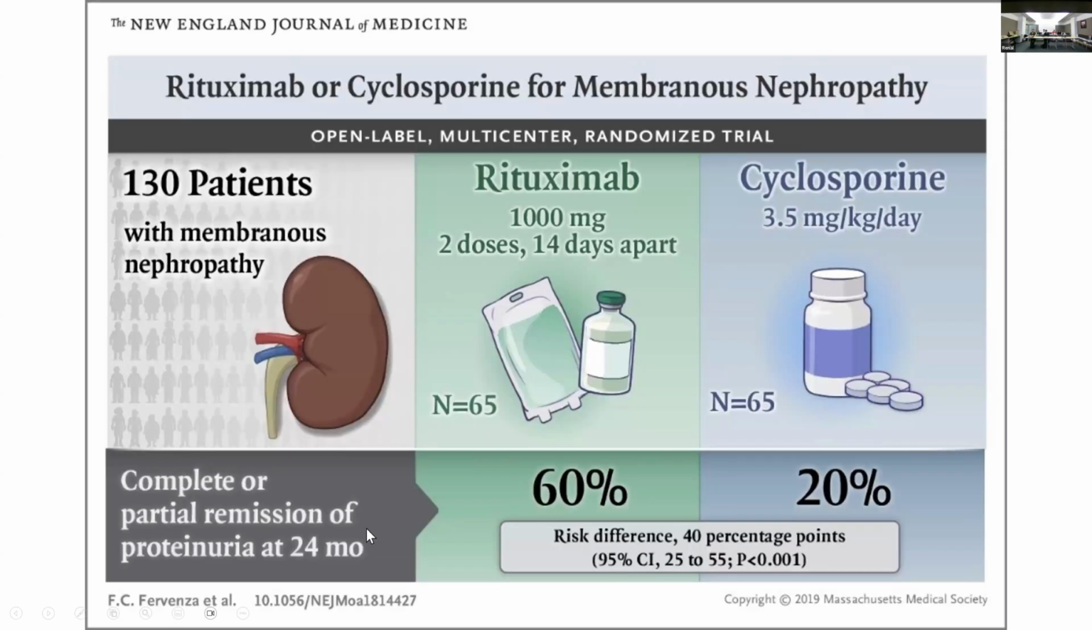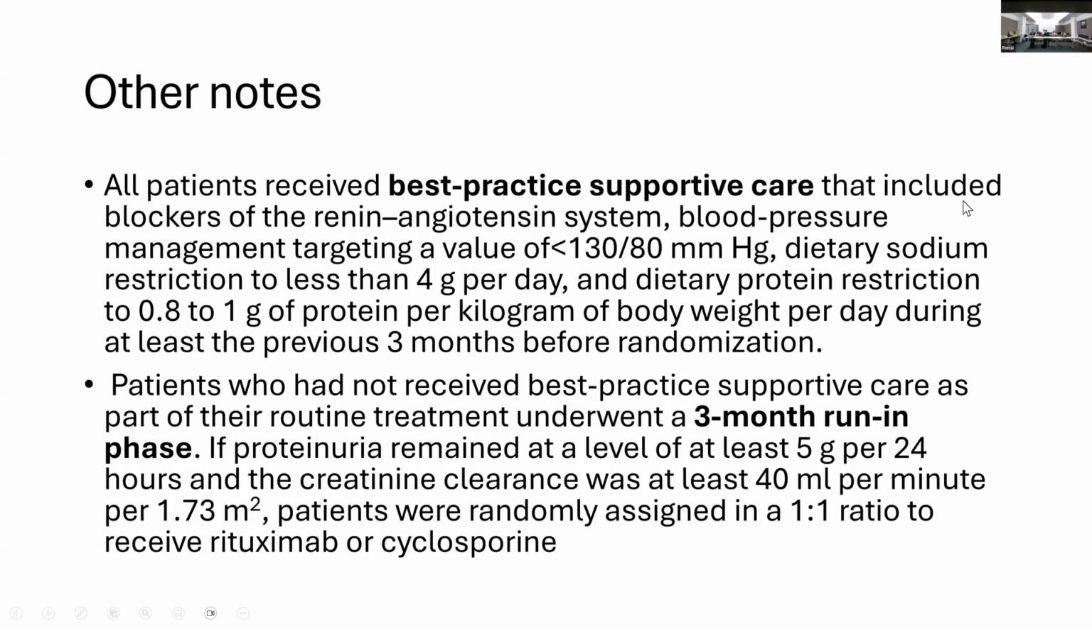And then this was the main thing, rituximab versus cyclosporin. But the best practice supportive care from the study basically meant they were maintaining the blood pressure less than 130/80, restricting their sodium, and keeping an eye on how much protein, all the things that can affect proteinuria, which is one of the outcomes they looked at. And for people that weren't on ACE or ARBs, they did a 3-month run-in to make sure that they met this criteria, and their proteinuria was still greater than 5 grams.